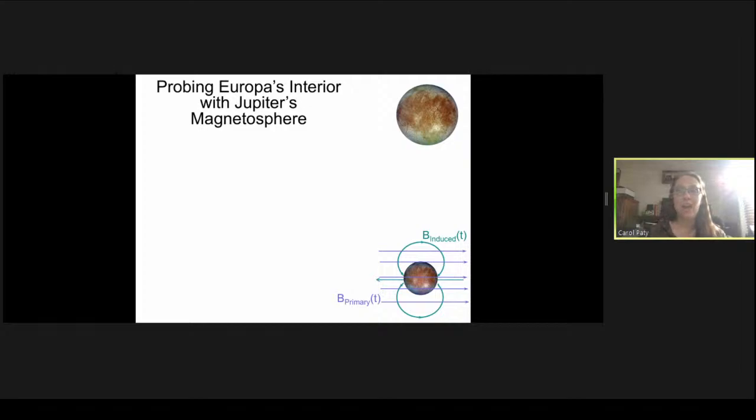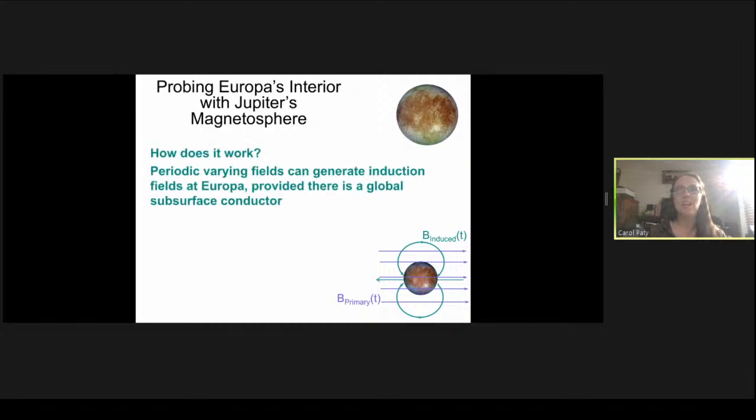So how does this work from a physics point of view? Because I know some of you might be physics majors. How does it really work? I've talked this through, so I'm just going to walk through this quickly. That periodic varying field can generate an induction field at Europa. And this only works if you have a global subsurface conductor.